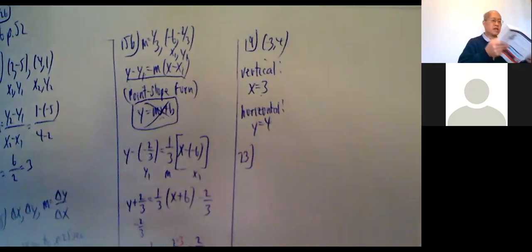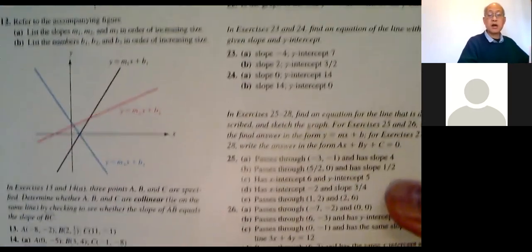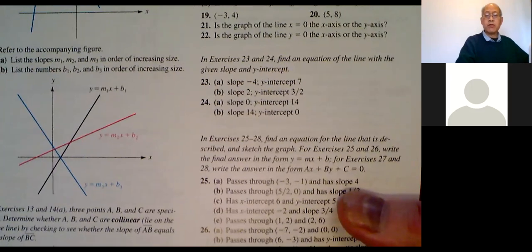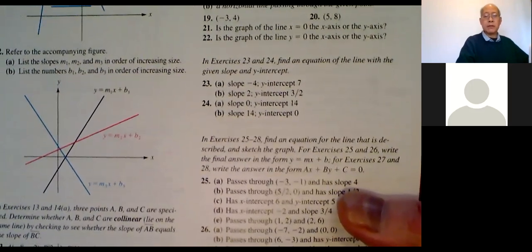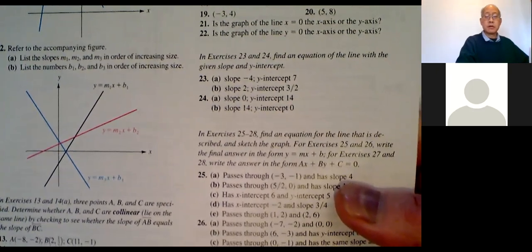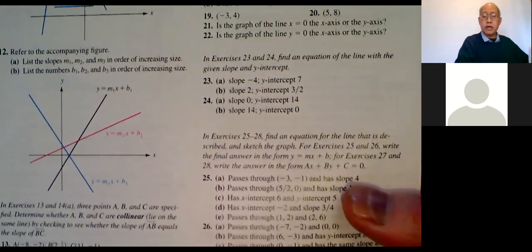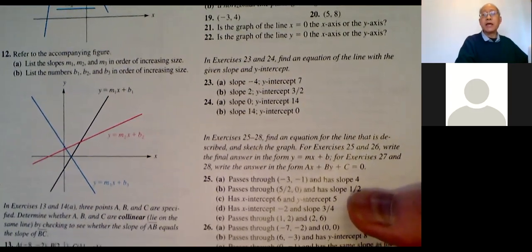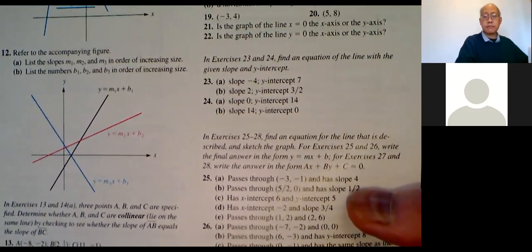Number 23 should be very easy. Find the equation of a line with a given slope and y-intercept. They already give you the m and the b. So just write it down. Okay, so slope, C23 there. Slope, I'm going to write M. Y-intercept, I'm going to write B. You've heard of that before, no doubt.